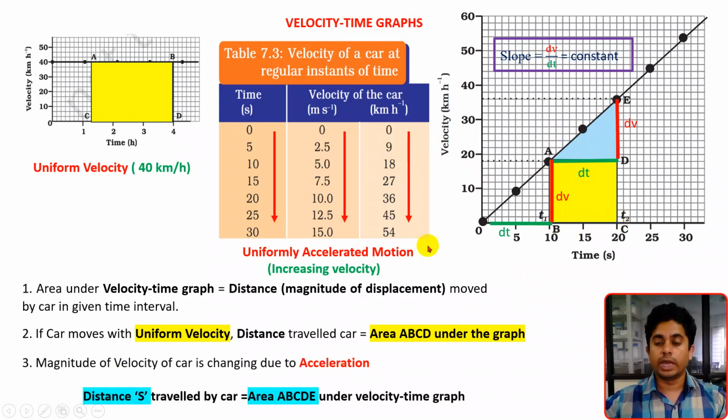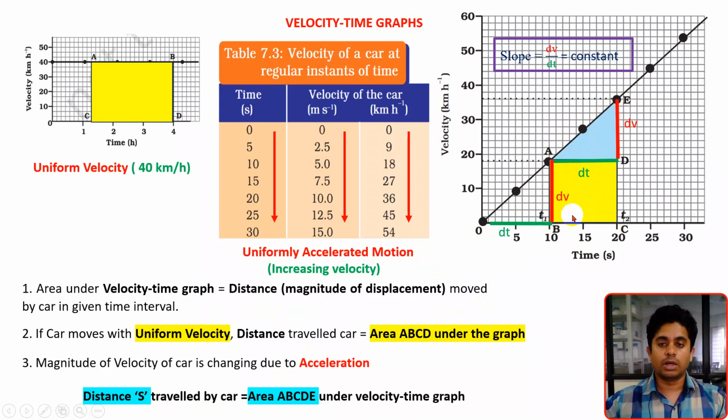So to calculate that magnitude, we need to consider this total trapezoidal area, right? The distance traveled by the car will be equal to the area ABCDE. So this trapezoidal area we need to calculate. How to calculate the trapezoidal area and come up with the magnitude of displacement, we will discuss in the next video.